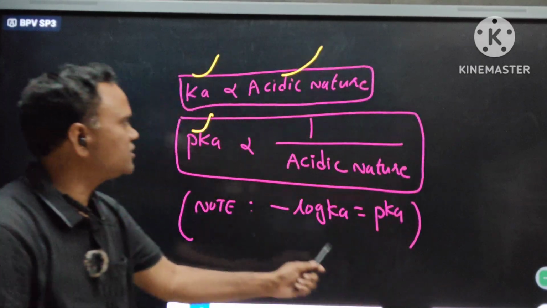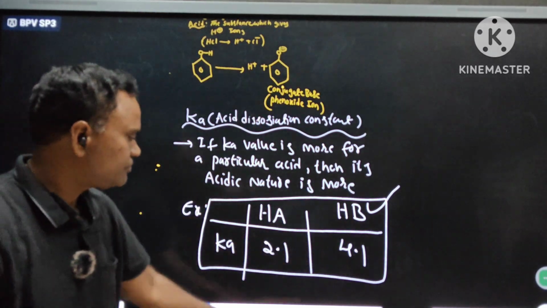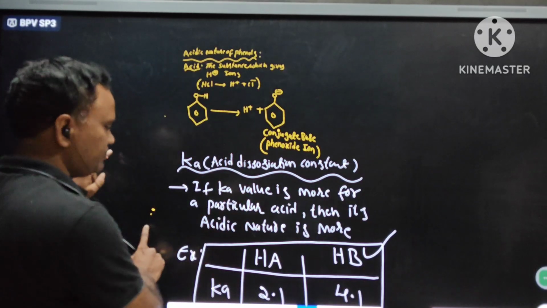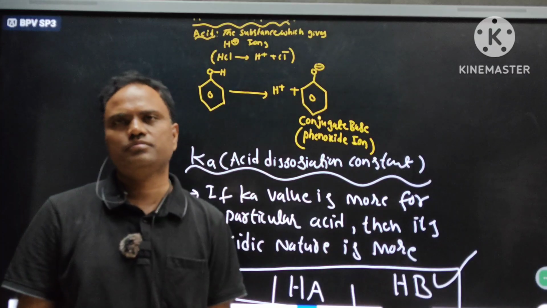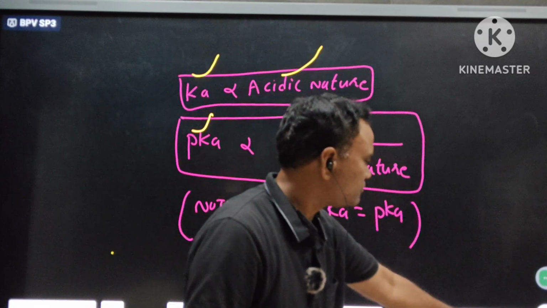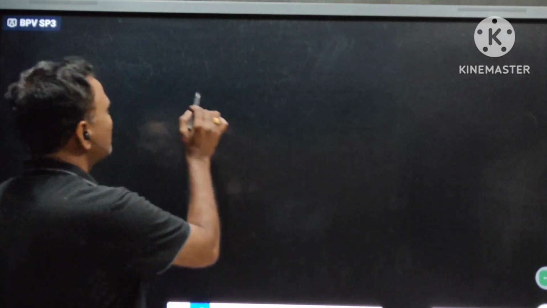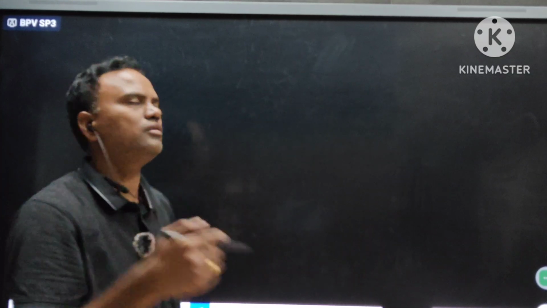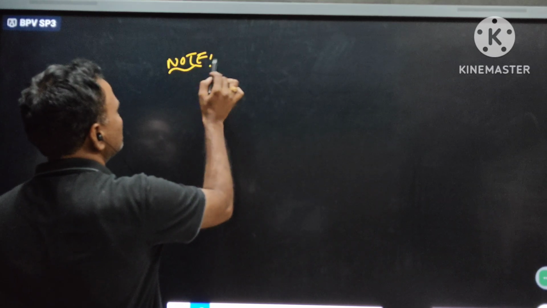Phenols act as acids by giving H plus ions. Phenol is giving H plus ion. Phenol acts as acid. First, you should remember this statement. How do these plus M, minus M groups affect the acidic nature of phenol? These two statements are very, very important.